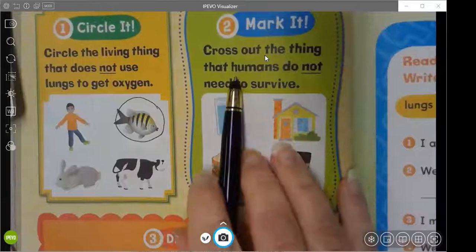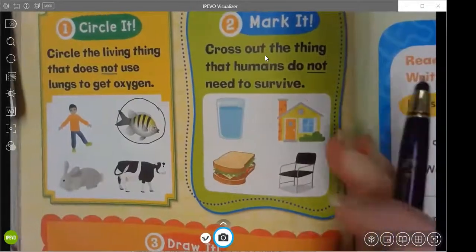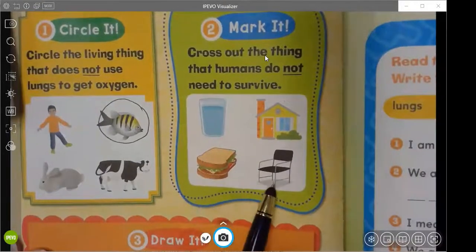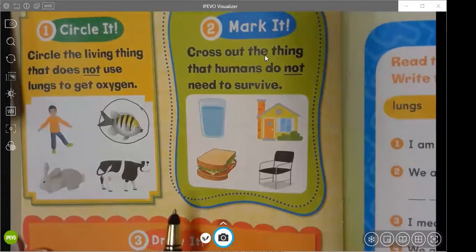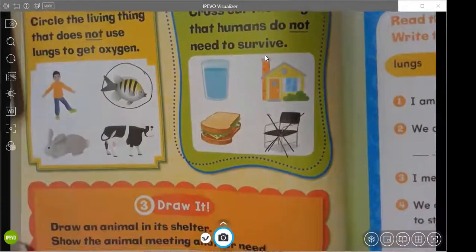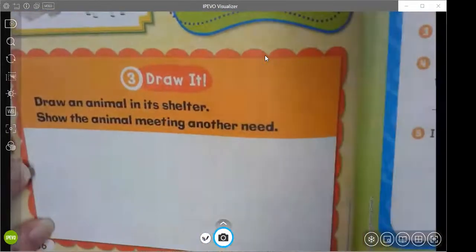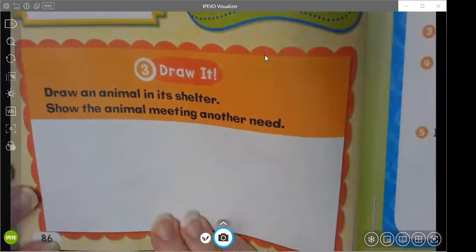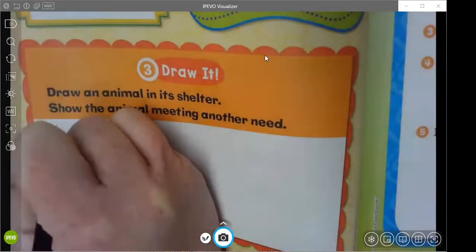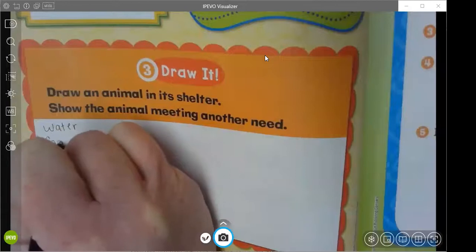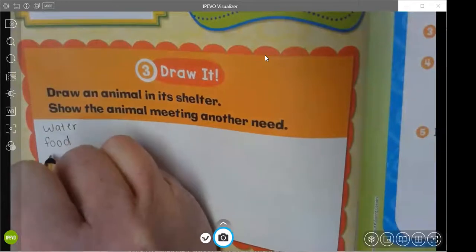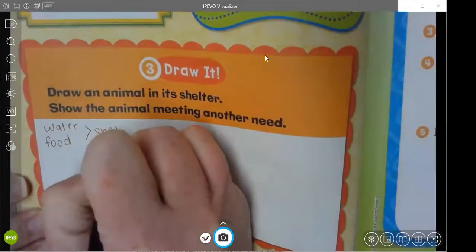Mark it. Cross out the thing that humans do not need to survive. We have a place to live, water, food, and a chair. Good. We're going to cross out the chair. We do not need a chair to survive. Then down here, number 3, it says draw it. Draw an animal in its shelter. Show the animal meeting another need. A need would be stuff like water, food. Animals need water and food, and you're going to draw them inside their shelter.